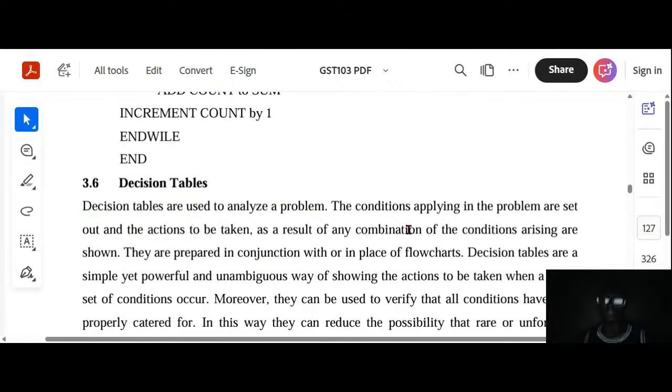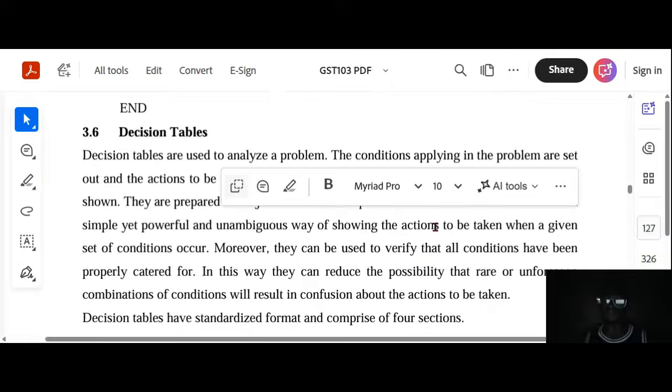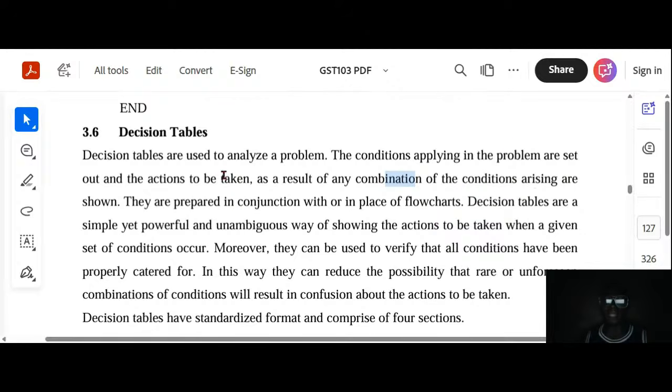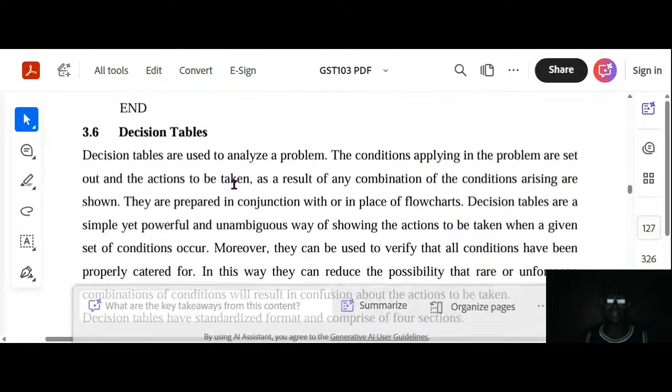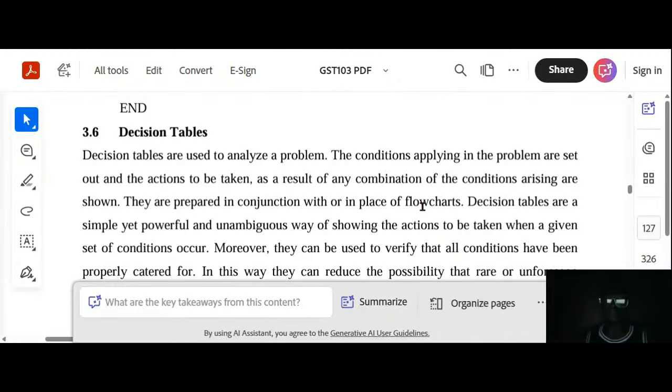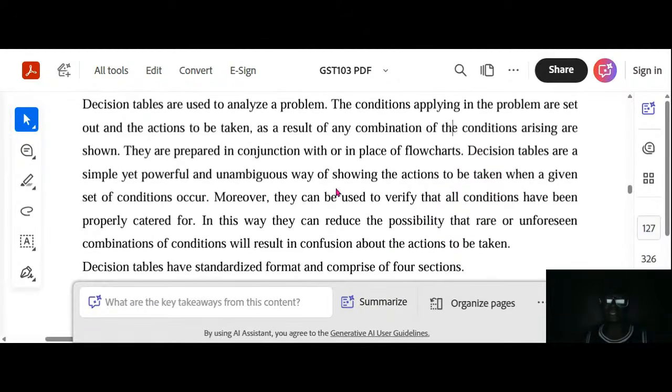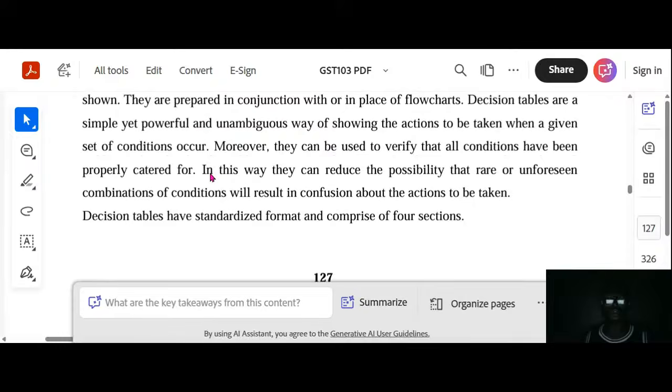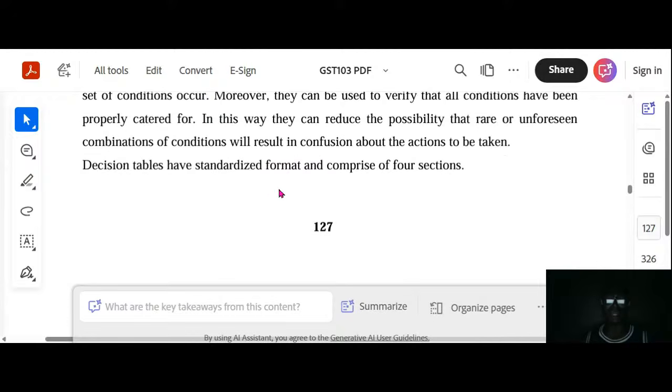And I think decision tables are used to analyze a problem. So that is that. The conditions applying in the problem are set out and the actions to be taken as a result of any combination of the conditions arising as shown.